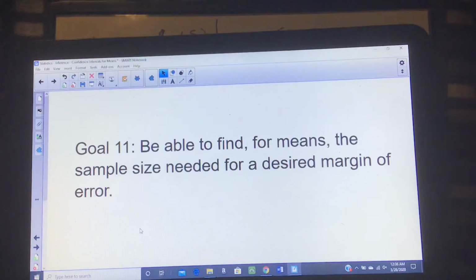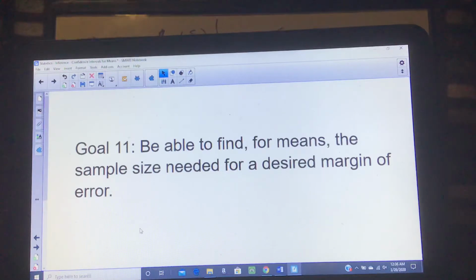So that video was long, but basically to do any more inference with means, you have to have a good grasp of all those concepts. So make sure that those are things that you're comfortable with, because I'm going to be referencing them in this goal. Also make sure you know how to create the confidence interval, because basically this goal follows like we did with proportions. Remember, with proportions, we also found confidence intervals.